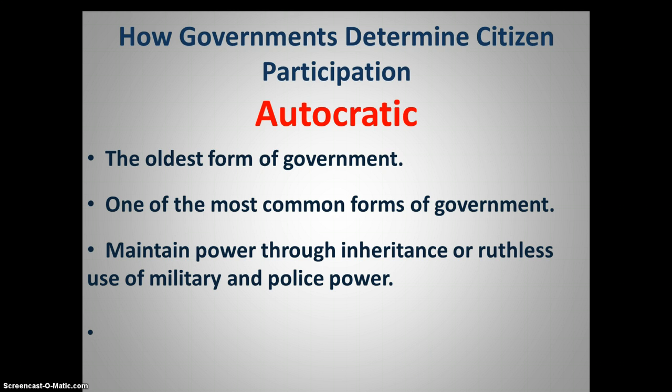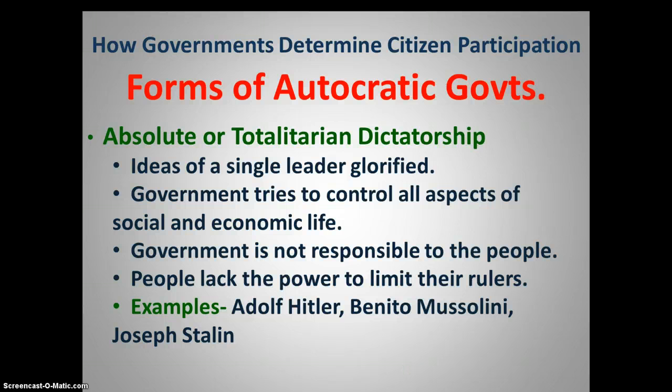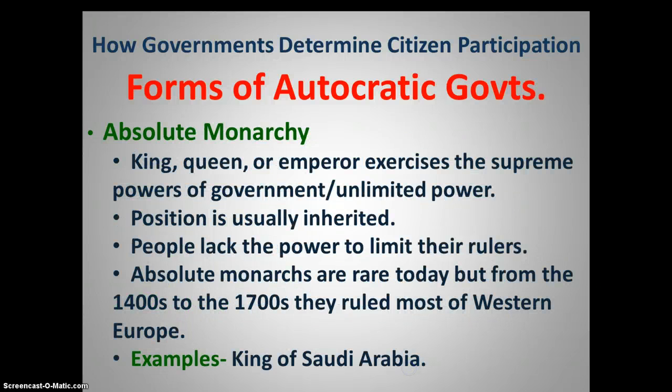Autocratic is the oldest form of government, also known as a dictatorship, one of the most common forms of government. They maintain power through inheritance or ruthless use of military and police power. Could be an absolute or totalitarian dictatorship. Examples: Adolf Hitler, Stalin. People lack the power to limit their rulers. These are examples. You already know about monarchies. A current one is the Kingdom of Saudi Arabia.